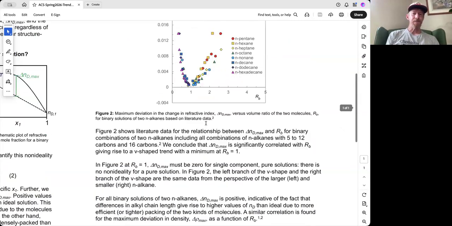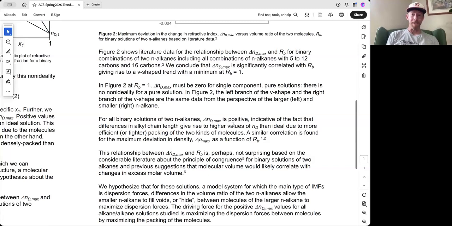And then we say they're all positive, the delta ND max values, indicative of the fact that differences in alkyl chain length matter. Alkyl chain length is just how many carbons are in the chain of the alkane. C16 would have 16 carbons linked together. It's another way to refer to alkanes. The alkyl chain length of pentane would be 5, and the alkyl chain length of hexadecane, C16, would be 16 carbons. All right.